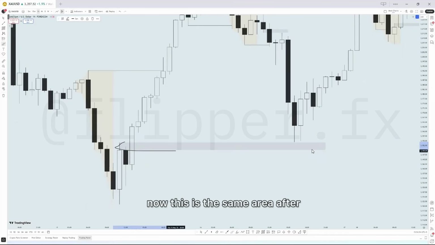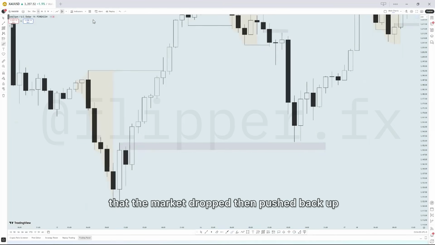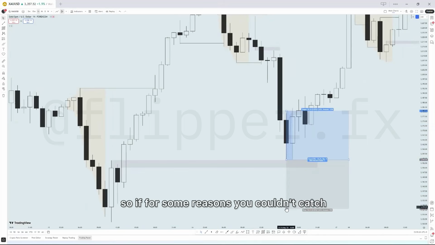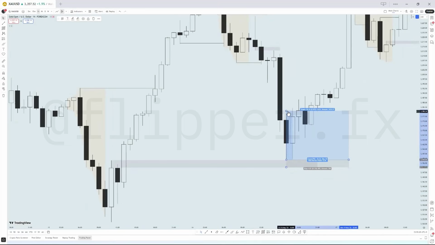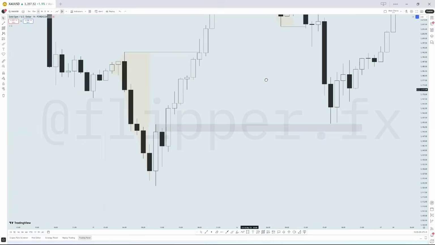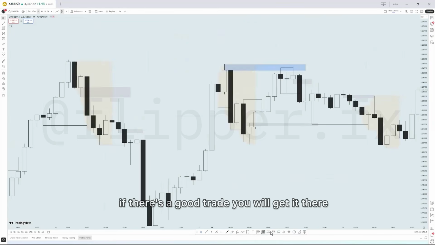Now this is the same area. After that, the market dropped, then pushed back up, and again the market tapped this week and after tapping moved up immediately. So if for some reason you couldn't catch an order in the market, no issue, and if you did, that's okay. If there's a good trade, you will get it.